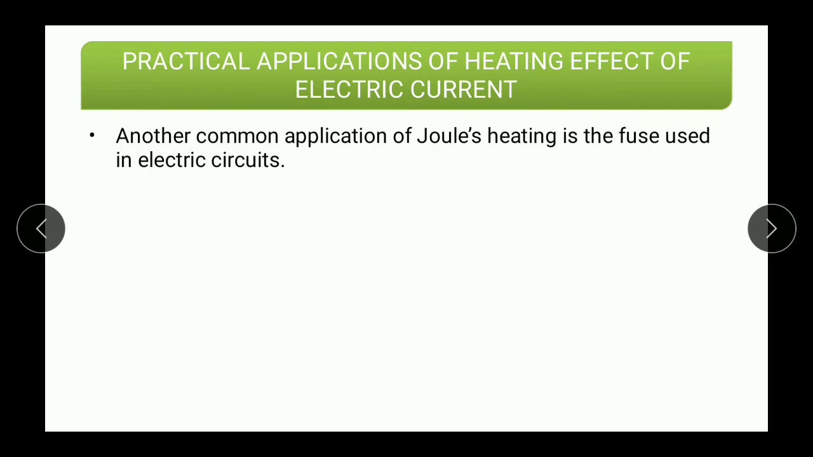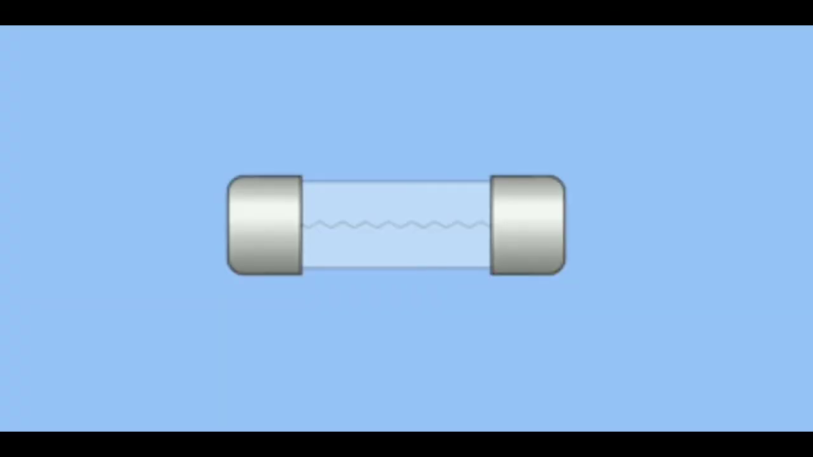Another common application of Joule's heating is the fuse used in electric circuits. So what happens in an electric fuse? When a large amount of current, greater than the rating, flows through this device, the wire inside the fuse breaks down due to its low melting point. So suddenly lights are turned off because of this breakage. Now, students, how does it help by breaking the circuit?